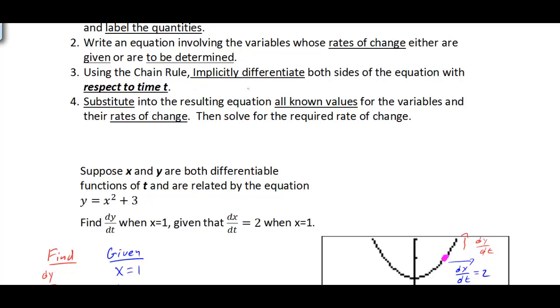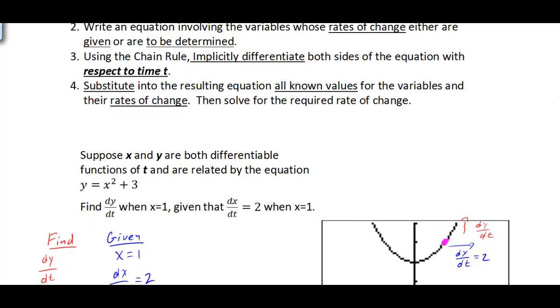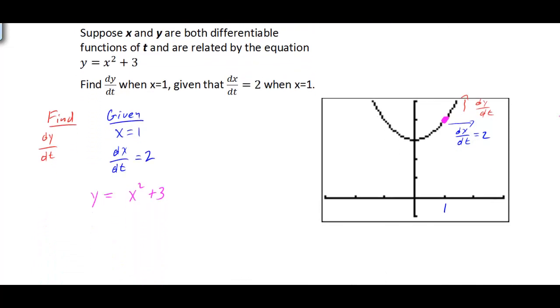Step number 3 says we want to take the derivative of both sides with respect to time t. So we need to take the derivative of both sides. If we do that, notice now it's going to be d/dt, and taking the derivative here of both sides, notice the variables don't match up, so we're going to have to use the chain rule for the y. So that means we're going to end up with the derivative of y would be y prime. Now instead of writing y prime here, I'm going to write this as dy/dt.